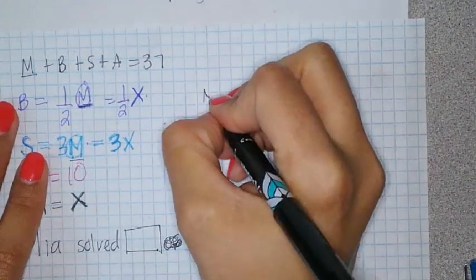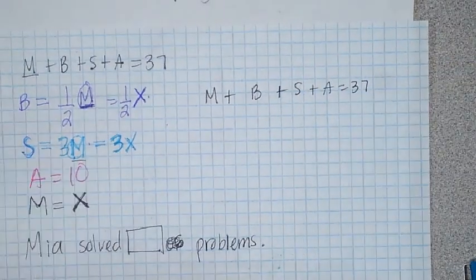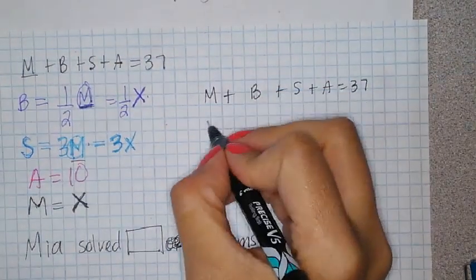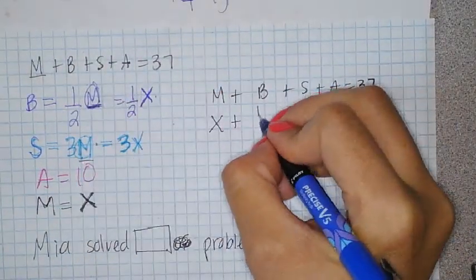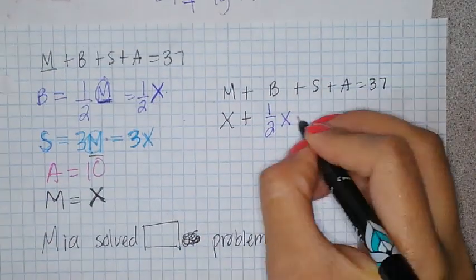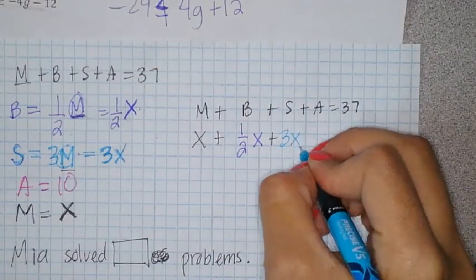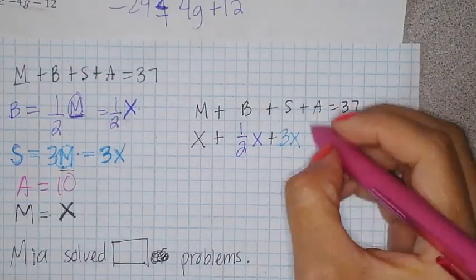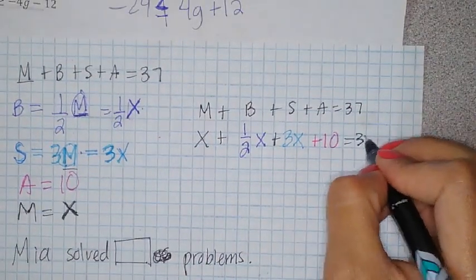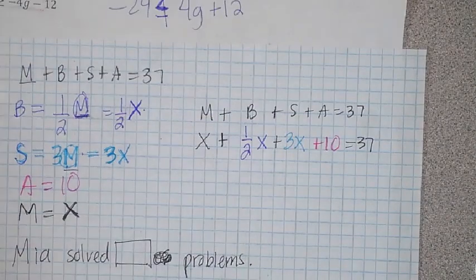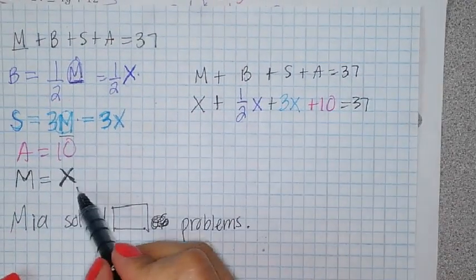Okay, and let me write it again. Mia is X. Brandon is 1/2 X. Sophia is 3X. And Ashley, it's already 10 problems, so just 10. And that equals 37. Okay? Now I need to solve this equation for X in order to know how many problems Mia solved.